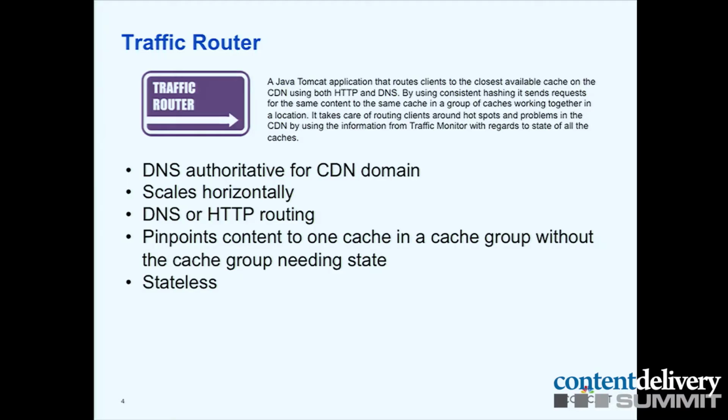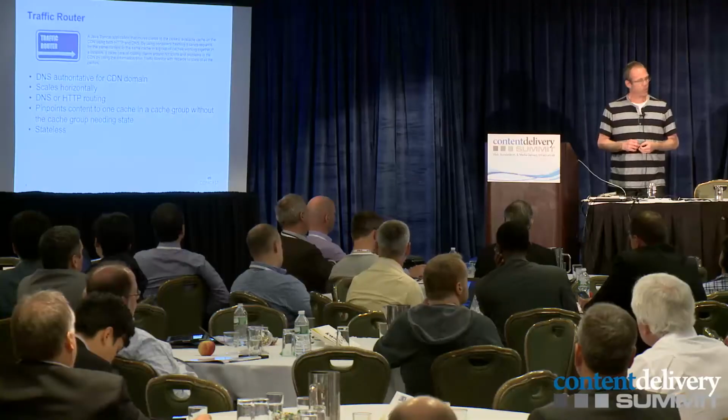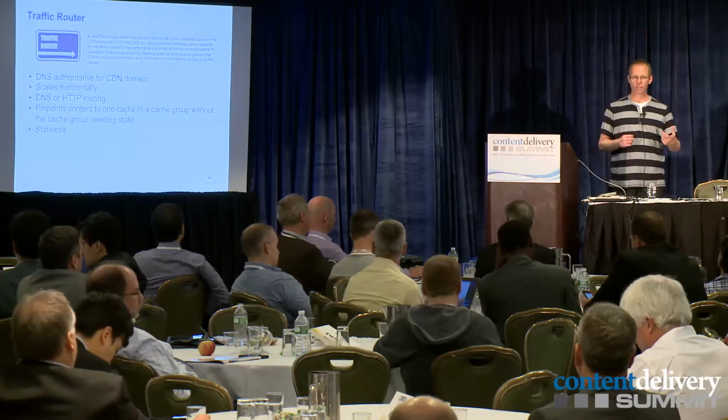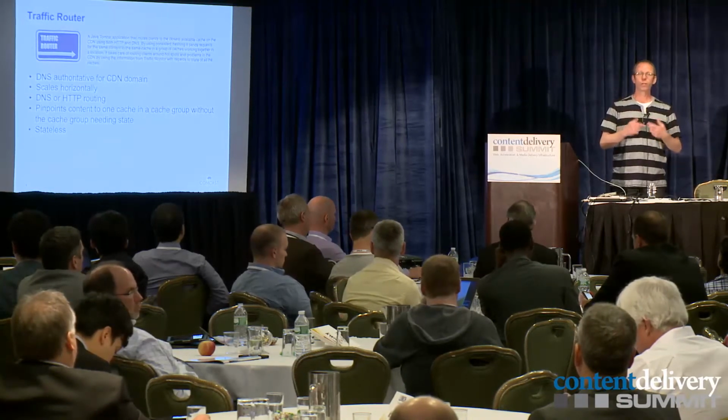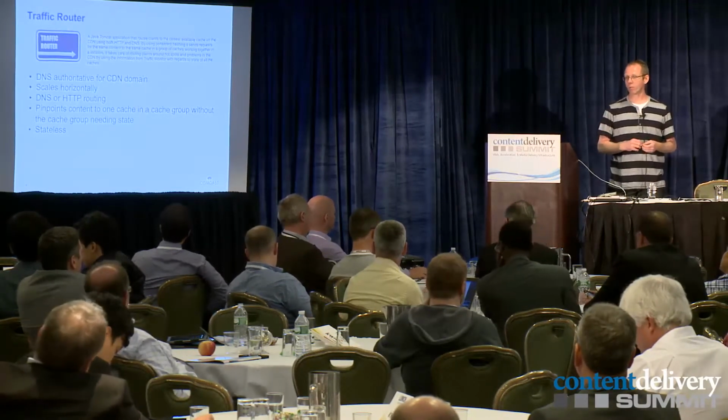First, we have Traffic Router. It's a Java Tomcat application that is an authoritative DNS server. It is DNS authoritative for your CDN domain. And because of DNS, it can scale horizontally. You add more and you can do more requests per second. And it can do DNS or HTTP routing. That means that when the client asks for a host name, when it goes to a URL, you can directly return a cache IP address, or you can return your own IP address as the content router, having the client come to you, and then you can better direct it to a cache because now you know what content it's actually going for. You know what path it will go to at that host name.